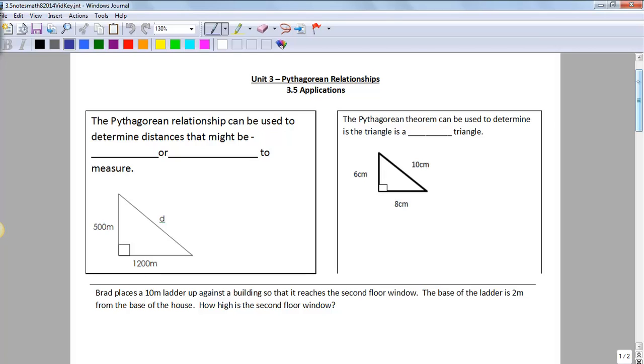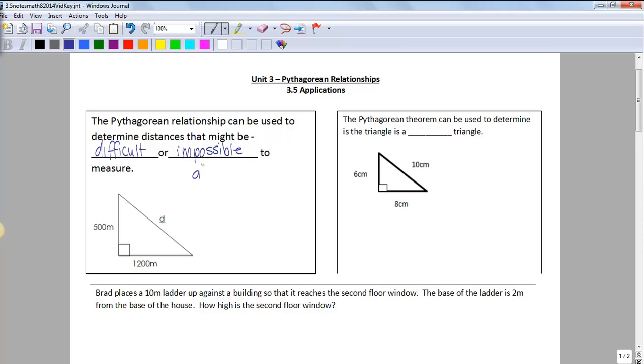So, the Pythagorean relationship can be used to determine distances that might be difficult or impossible to measure. Right? And this is where you're going to see applications of the Pythagorean theorem in other questions and other areas of your life, when you can't just get out your ruler and start measuring a distance. So for example, if we're talking distances like kilometers, really, really big distances, or maybe distances over water or up trees or in mountains, so things where it's not so easy to get out there and physically measure, the Pythagorean theorem works really well.